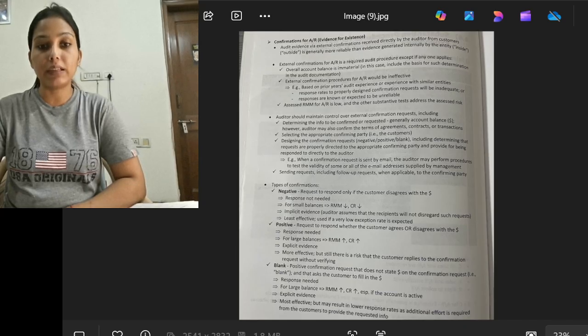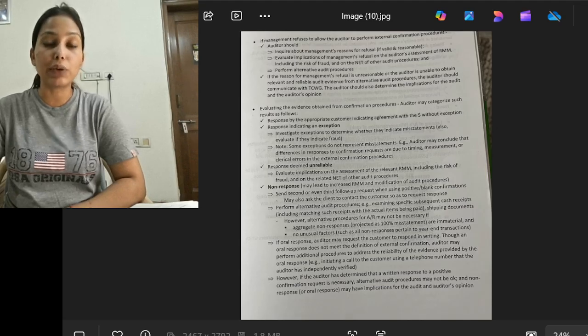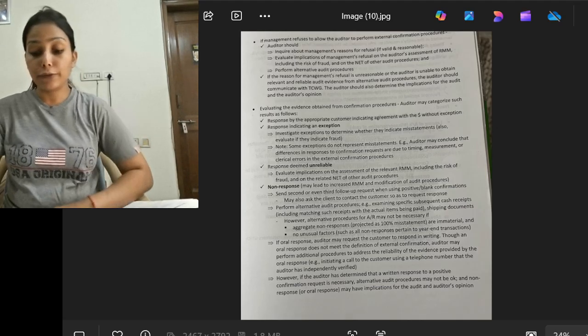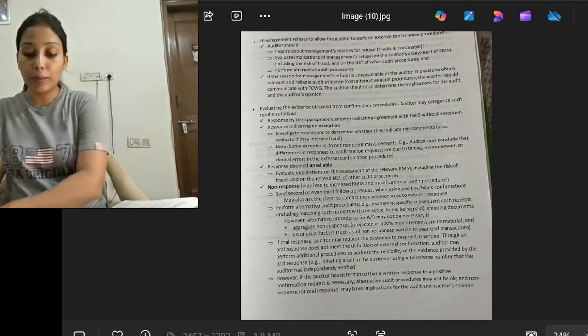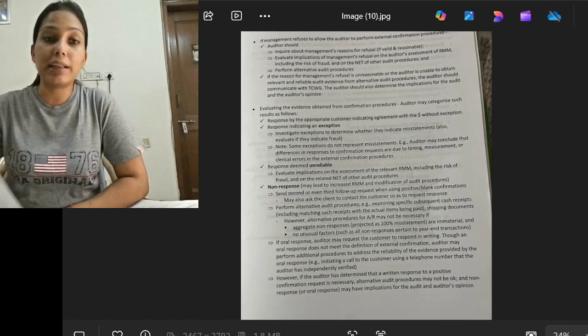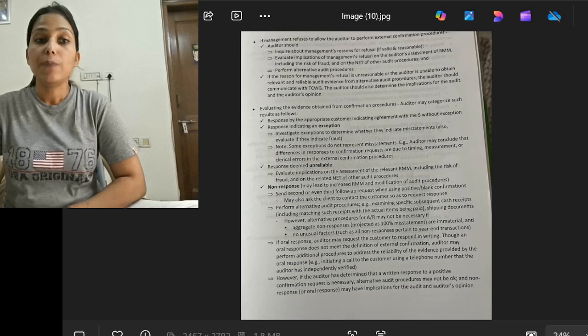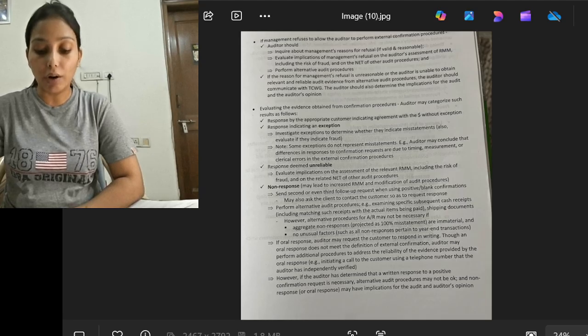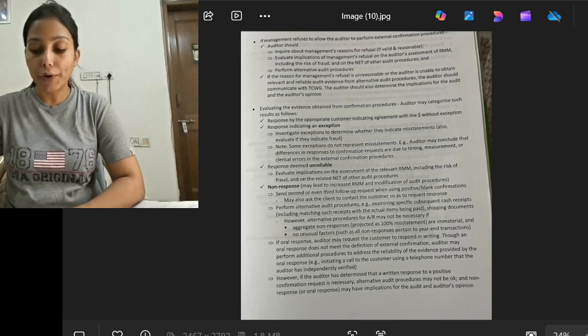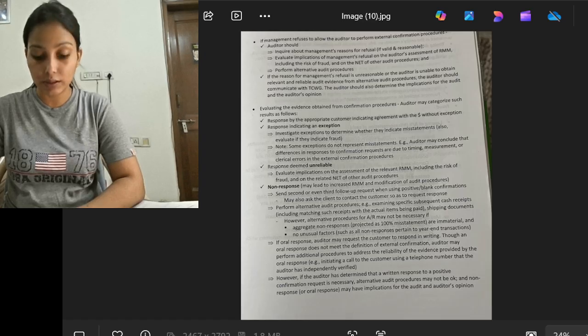So it is effective, but again customers don't want to reply on a timely basis because it requires their effort. If management refuses to allow the auditor to perform the external confirmation procedures, the auditor should inquire about management's reasons for the refusal. Generally, management doesn't have the right and should not deny the auditor from sending the confirmation. But in case they do so, the auditor should inquire about management's reason for the refusal and evaluate the implication of the refusal on the auditor's assessment of RMM, including the fraud risk and the nature, extent, timing of other audit procedures. Also, the auditor should perform alternative audit procedures.